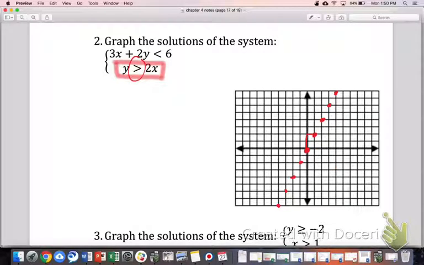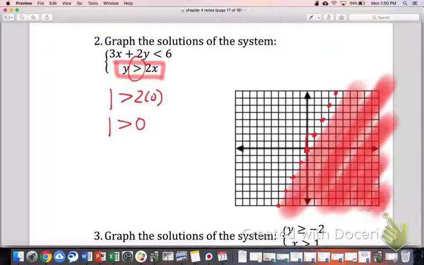Here we go. 1 goes in for y. 0 goes in for x. 1 is greater than 0. Is that true or false? It is true. So we are going to shade on the side that had the 1, 0. And so that would be this side over here. Let me try to do this. Over there. I'm going to shade that half.